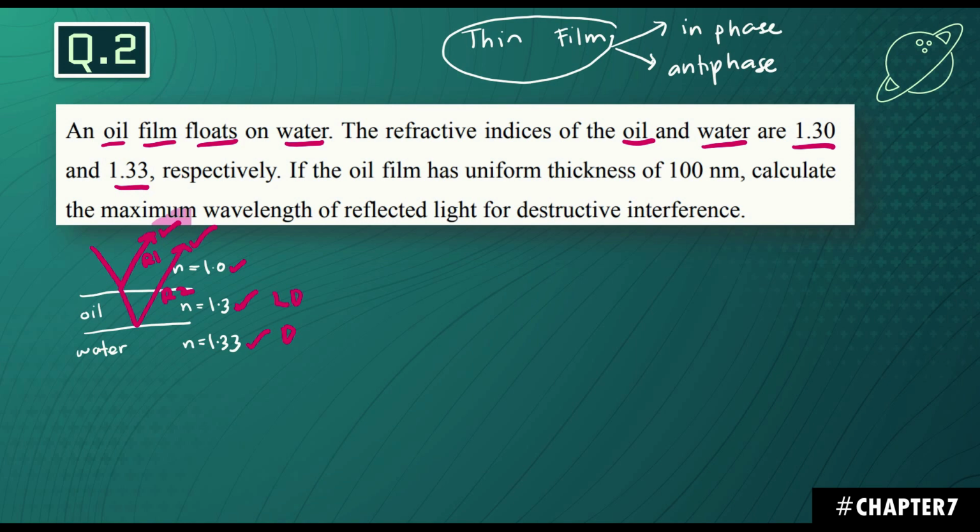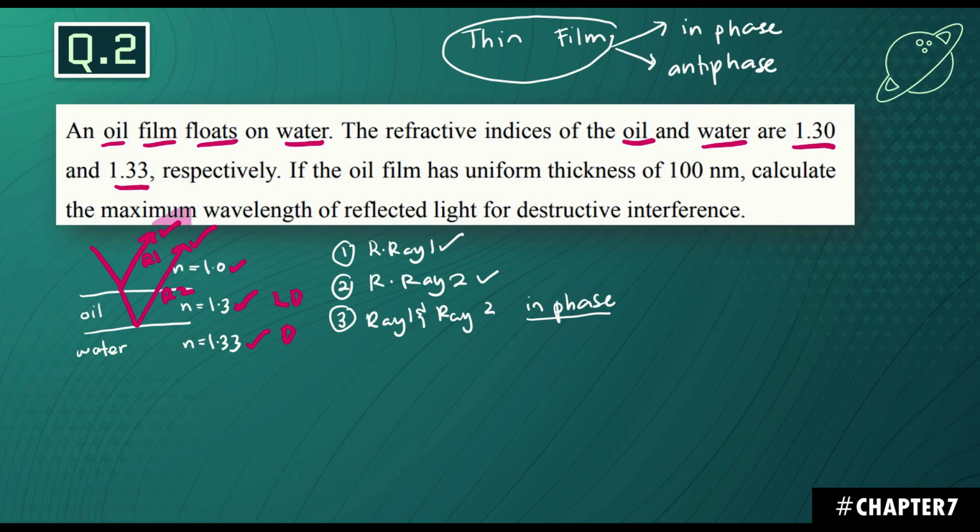Remember, the first step is to determine whether reflected ray number 1 has phase change or not. Step number 2, whether reflected ray number 2 has phase change or not. Step number 3, you decide whether ray 1 and ray 2 are in phase or anti-phase. So we have in phase here for this case. Then for this case, it is destructive. It is mentioned in the question, destructive.